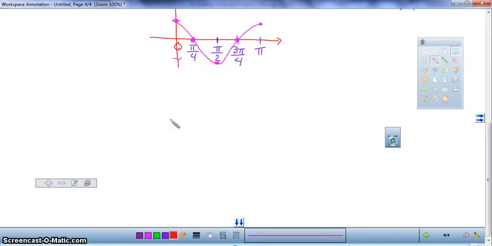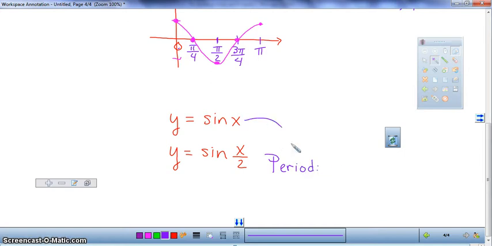Well, let's try one with sine. Our parent graph is y equals sine of x. But I want to try y equals sine of x over 2. So the period of this function is going to be different. You take your normal period, the normal period of the sine graph is 2 pi, and you divide it by the coefficient of x. Well, the coefficient of x here is 1/2. So 2 pi divided by 1/2 is 4 pi. So what that means is because this coefficient was a fraction, it actually takes twice as long. It basically stretched out your graph. And I'm going to show you what that looks like real quick.